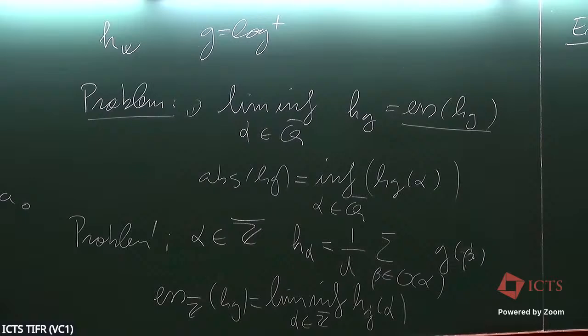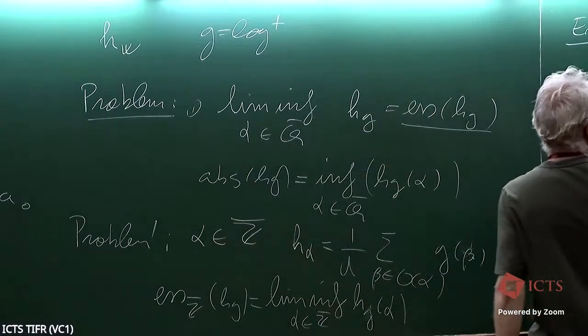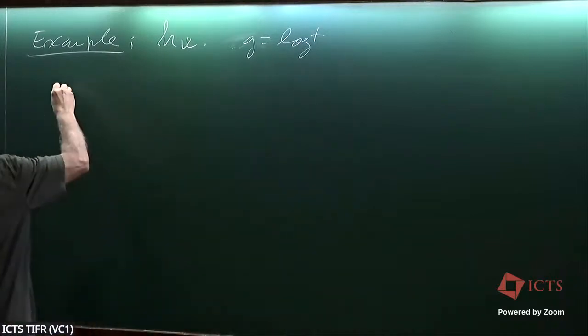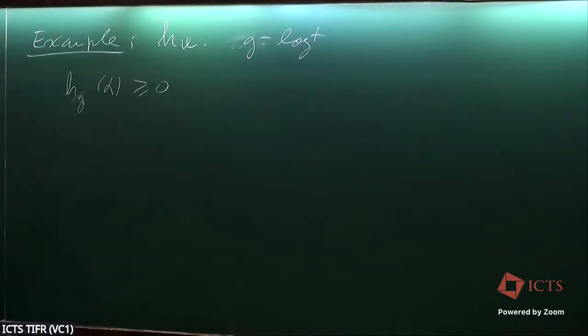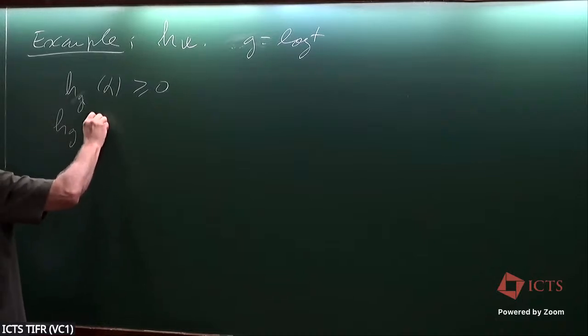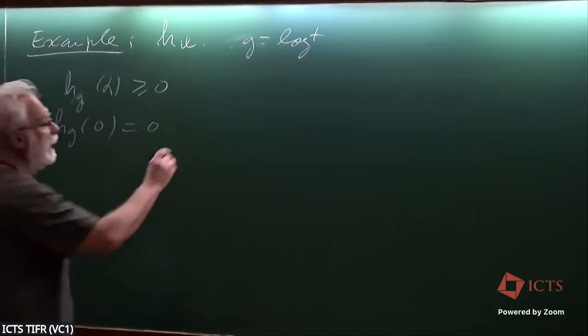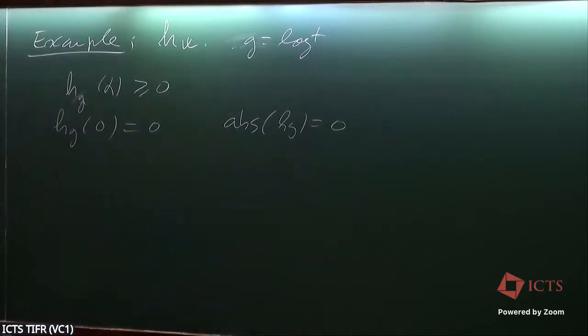Okay, let's look at the first example, the Weil height. So the function g is log plus, and log plus is positive. So what we see is that h_g of alpha in this case is always bigger or equal than 0. And we know that the h_g, for instance, of the point 0 is exactly equal to 0. So we know that the absolute minimum of the height of g is equal to 0, and the essential minimum in principle may be bigger.